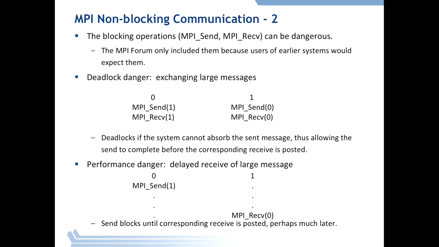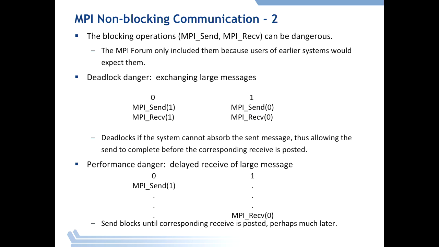So there are two kinds of danger. One is the deadlock danger. What we're talking about here is a situation in which the message is large, so the system might not have room for it all at one time. It might have room only for part of it at a time. So suppose you have an exchange. Processes 0 and 1 are just going to exchange data. Process 0 is going to send to 1, process 1 sends to 0, and then they receive those messages. So this might work, but it might not.